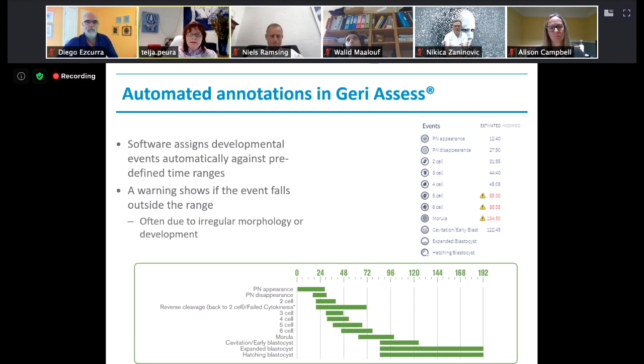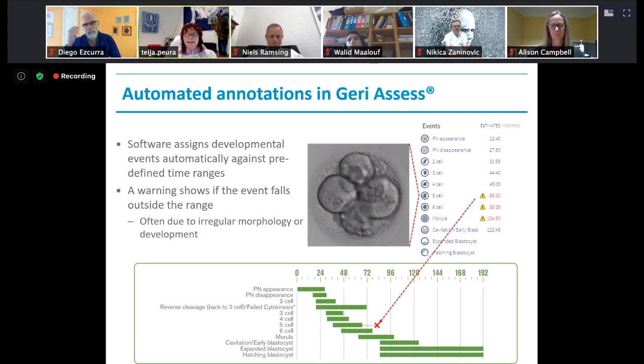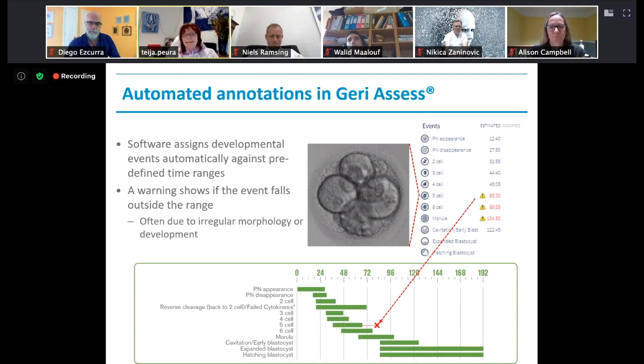So again, it's based on the convolutional neural network teaching of the software, where it analyzes the images and detects whether embryo cleavage or a certain development stage has been achieved. And it also has these time ranges. If the developmental event that is recorded falls outside the time range, then the user is alerted to that. And quite often it happens because of irregular morphology or development of the embryo.